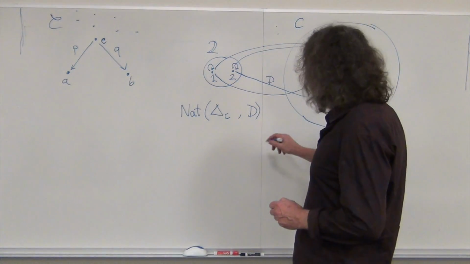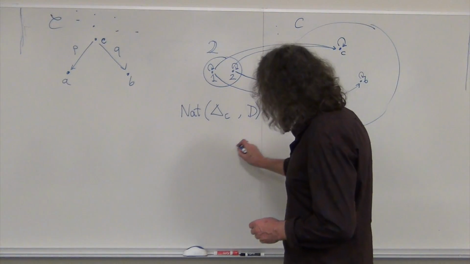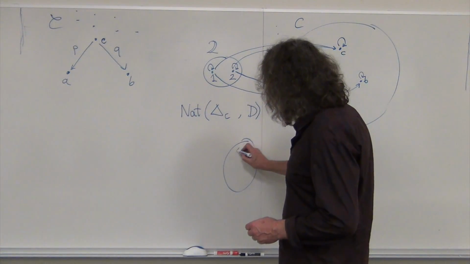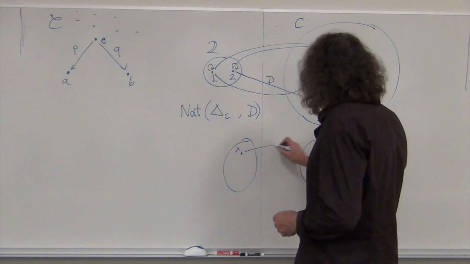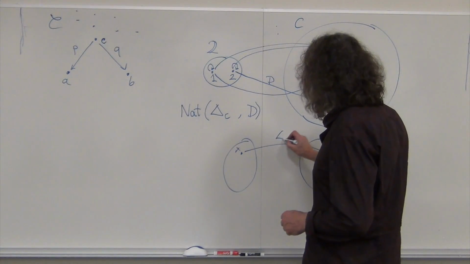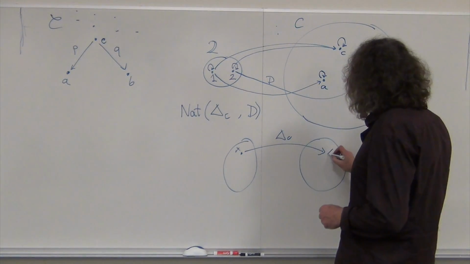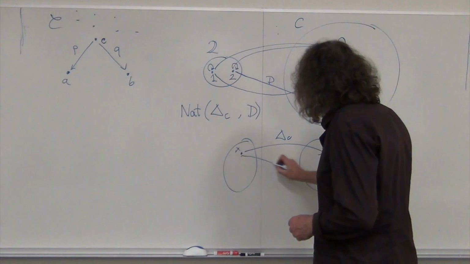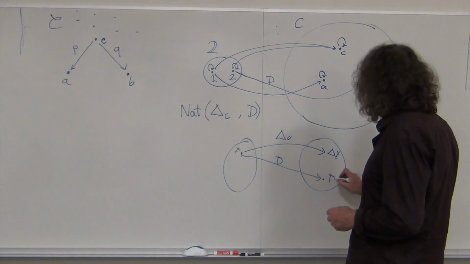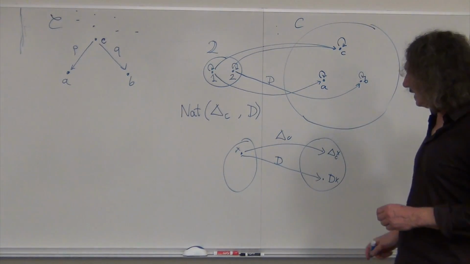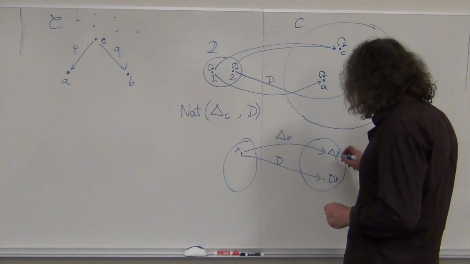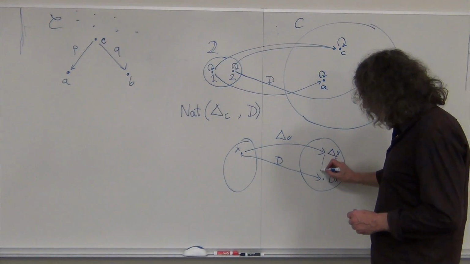So we look at these two functors. In general, we have two categories. We pick an object here, let's say X, and it's mapped by the first functor delta C into delta C X, and by the second functor using D into DX, let's say, something like this, right? So a natural transformation is a family of morphisms between these two guys.